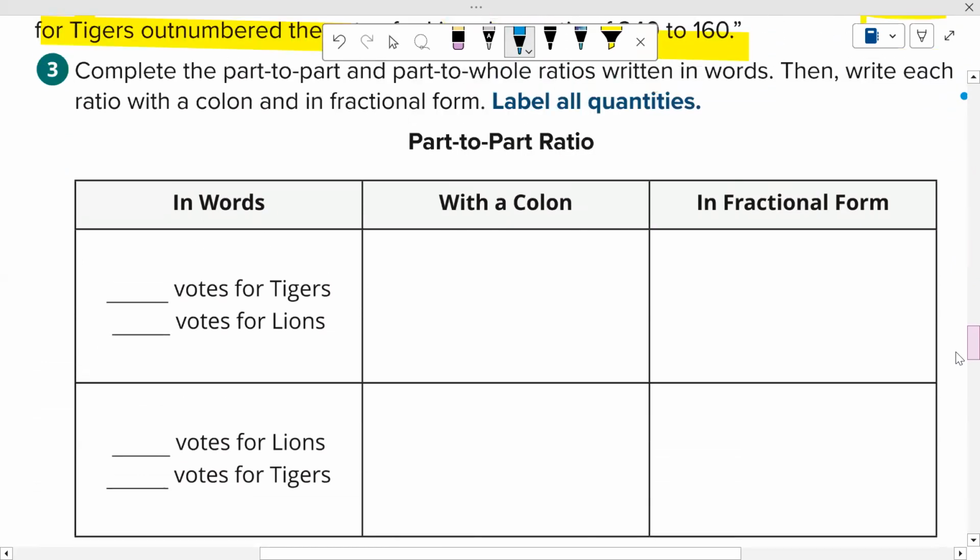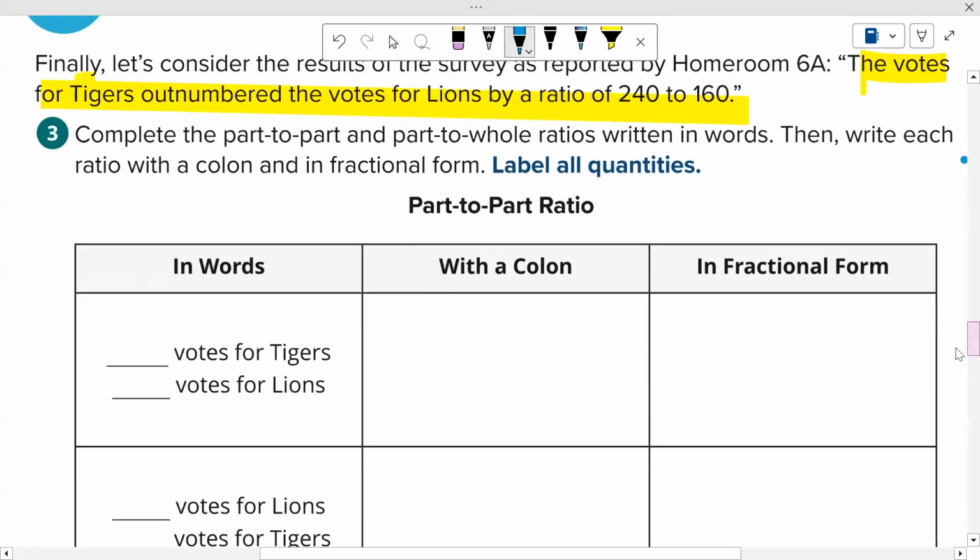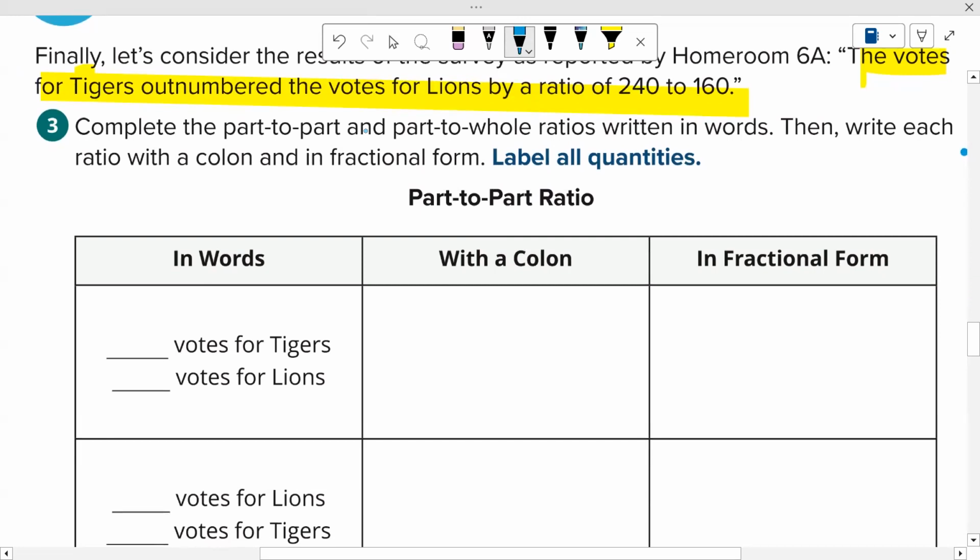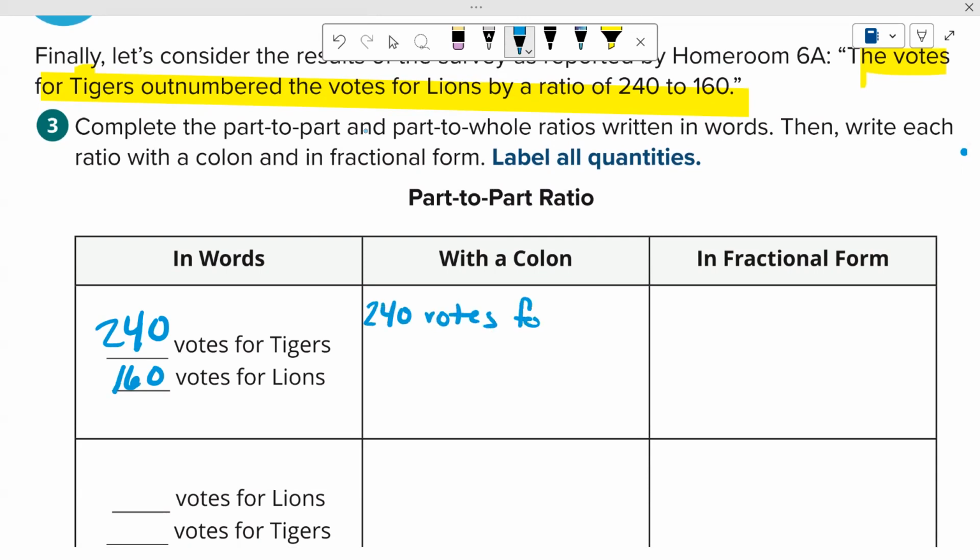All right, so in words, we had how many votes for tigers? We had 240 votes for tigers, and we had 160 votes for lions. So to write it with a colon, you would write 240 votes for tigers, and you would put the colon, don't forget the colon. You would write 160 votes for lions.